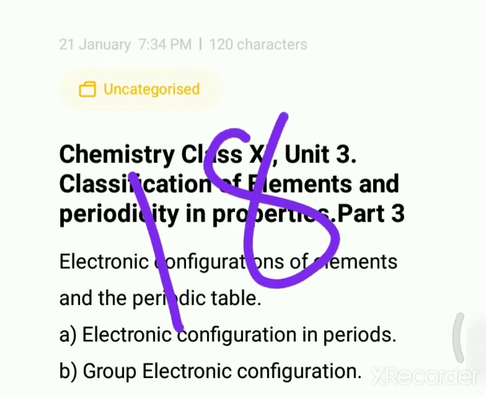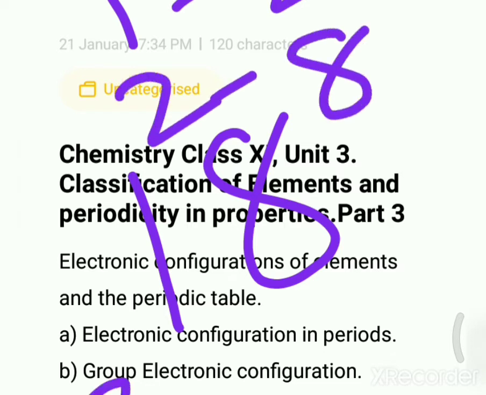So the first period has 2 elements, the second is 8, the third period is 8, and the fourth period is 18.